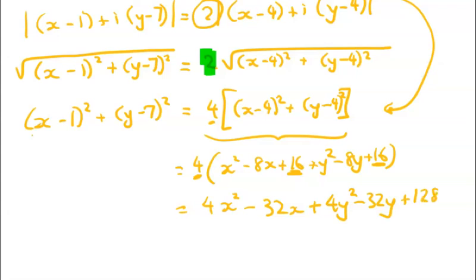Now on the left-hand side, we have something a bit easier. We have x squared minus 2x plus y squared minus 14y. I've got plus 1 from here and plus 49 from here, which gives me plus 50.